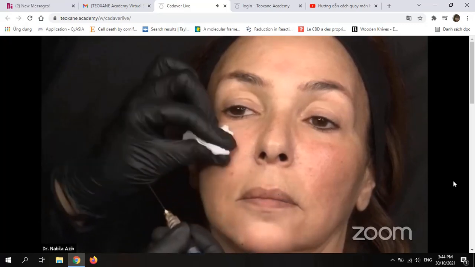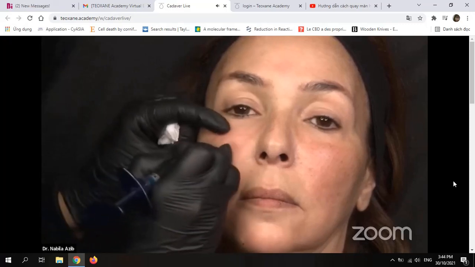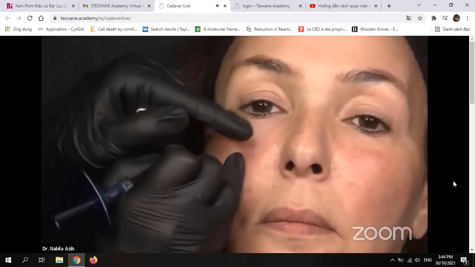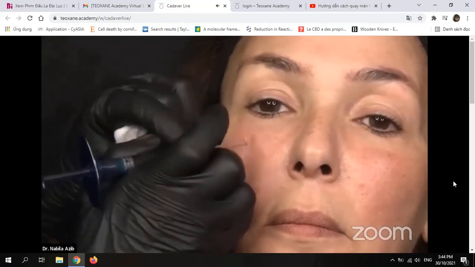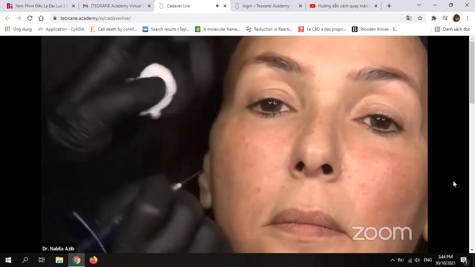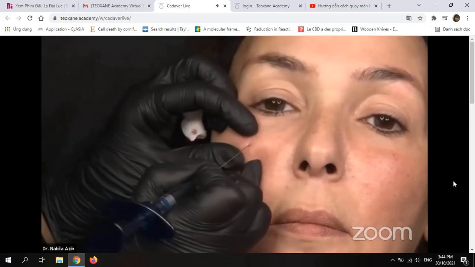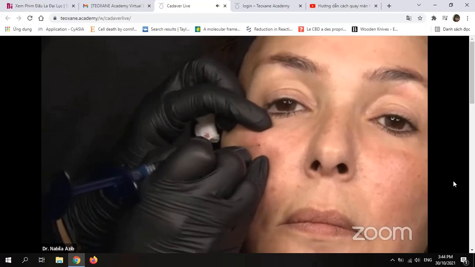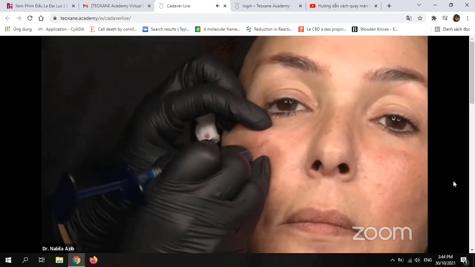So now, yes, I'm avoiding the superficial fat compartment, and already here we know that it's lowering in the face with the aging process. So I turn the bevel up. What will be the depth of your injection now with the density 2? Now I'm going straight to the bone.